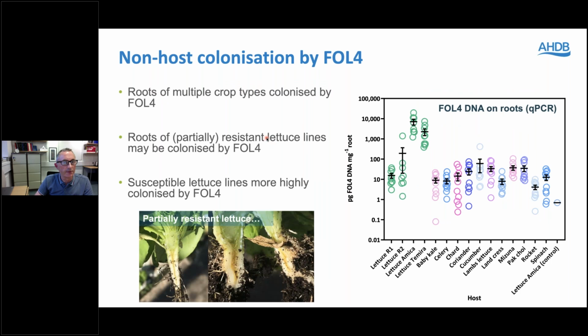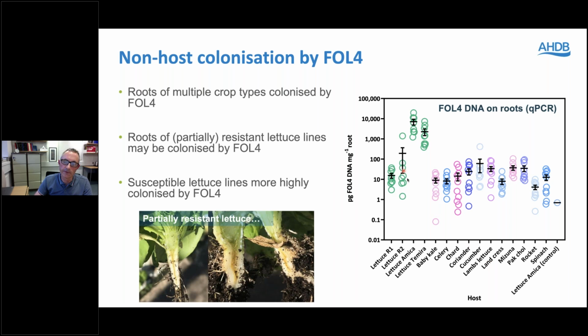We also looked at non-host colonisation by race 4. Here we grew plants in infested compost, and then we used our qPCR test to investigate how they were colonised by FOL4. Again, kind of bad news on the control front, because we found that the roots of many different crop plants, which you can see along the bottom axis of this graph, were actually colonised by the pathogen. So it's not causing disease on these plants, but it can colonise the roots.